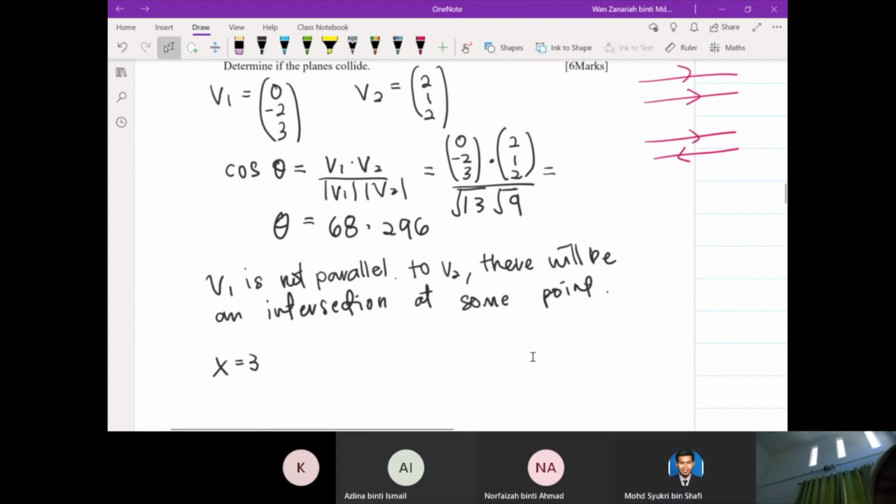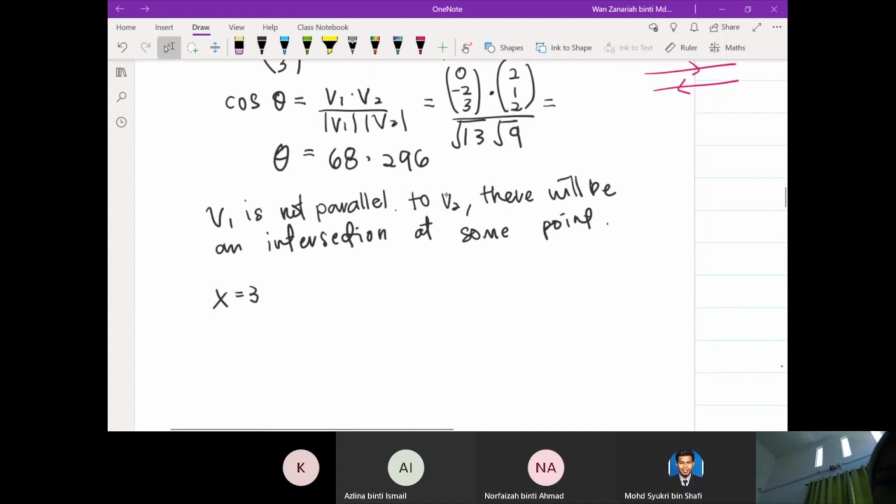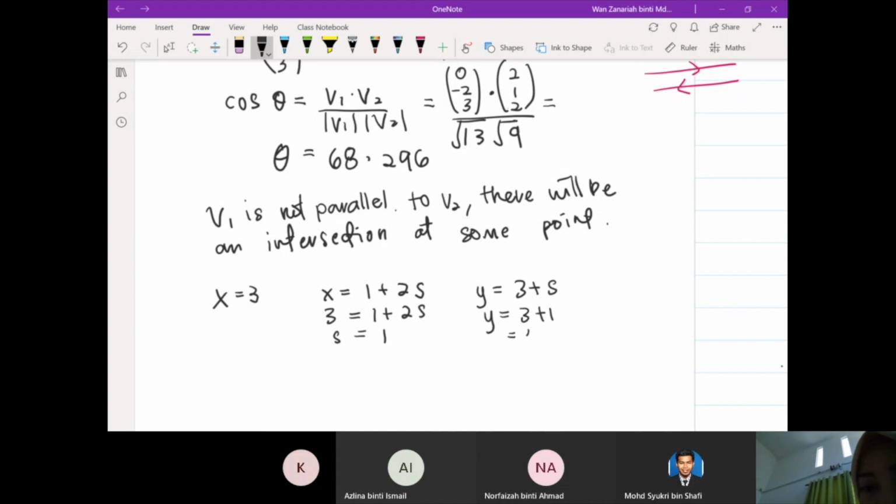Okay, so x equals to 3, and then we substitute into the equation, maybe the first equation, x equals to 1 plus 2s. So we already have x just now, 3 equals 1 plus 2s. So s equals to 1. Okay, and then y equals to 3 plus s. So since we already have our s, 3 plus 1, y equals to 4. And then z equals to 2 plus 2s. So 2 plus 2, our z is 4.